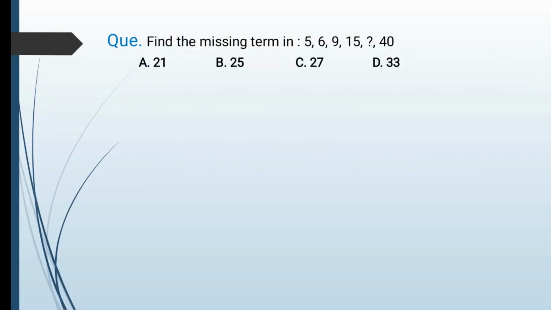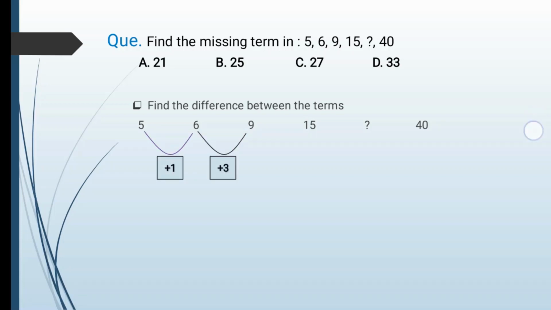Now in this example I have to find out the missing term. I am given a series that is 5, 6, 9, 15, question mark and 40. What will come in place of the question mark? The first thing that I do is I find the differences between the numbers. The numbers are 5, 6, 9, 15, question mark and 40, and the differences between the terms are 1, 3, 6, question mark and question mark.